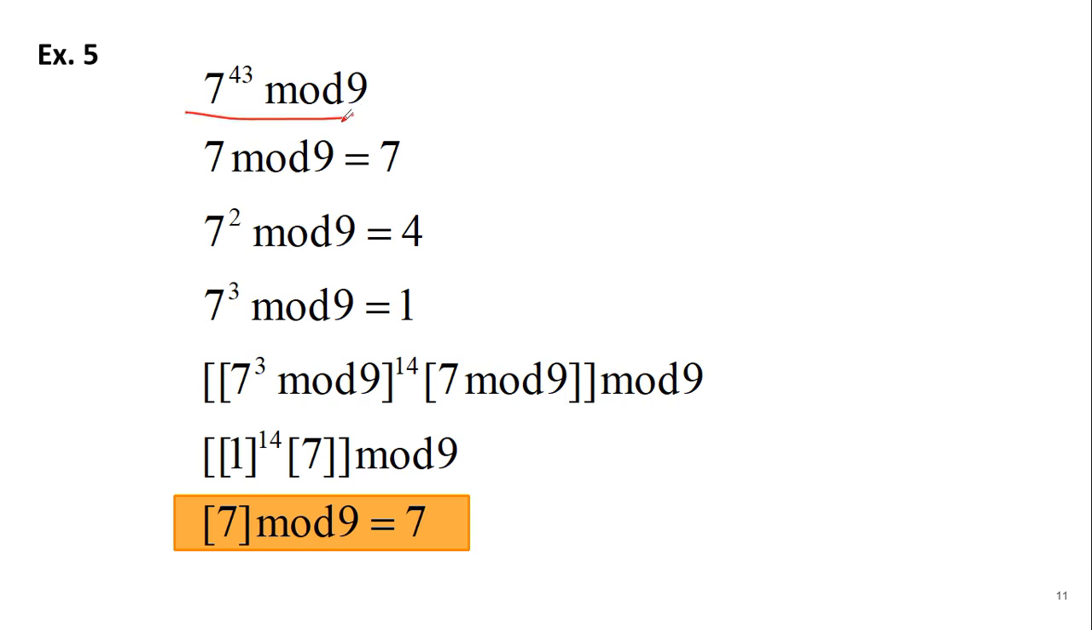Seven raised to 43 mod 9. First we try with 7, then 7 square, then 7 cube. Here we are getting the answer 1, so 14 3s are 42 and 1 is remaining, so 7 mod 9, and we will combine the answer by using the multiplication property and we are getting the answer 7.